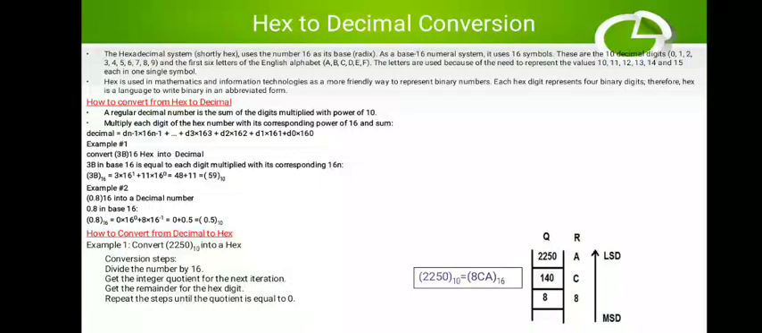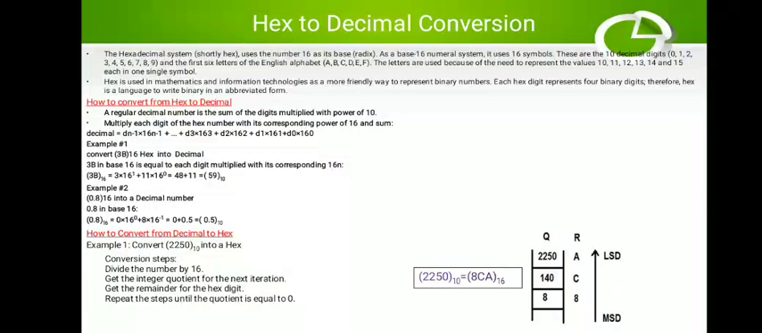Today we will see the conversion from hex to decimal. Now what is this conversion from hex to decimal? Hex number is the last type of number in the number system.